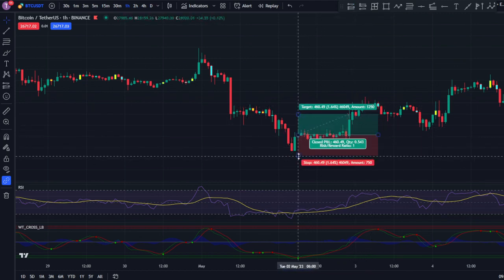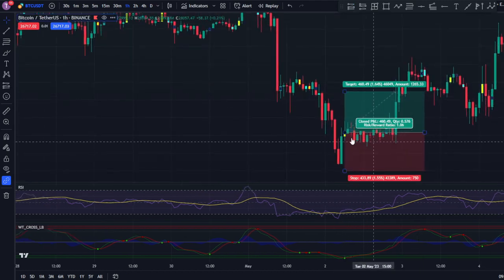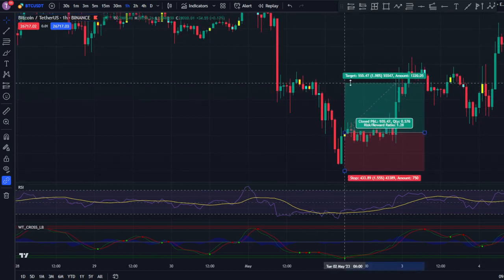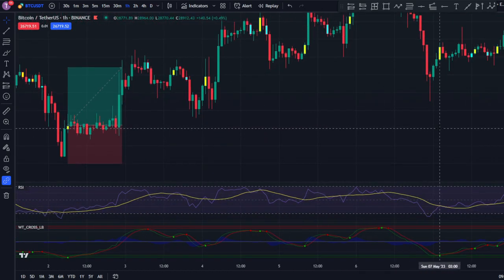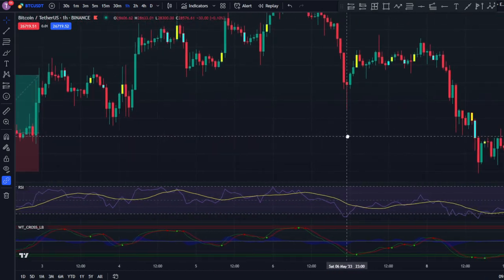What you want to do is place your stop loss below the recent swing low, which would be the candle before, and aim for 1.5:1. So there you have a valid position. So let's look for another valid position right here.